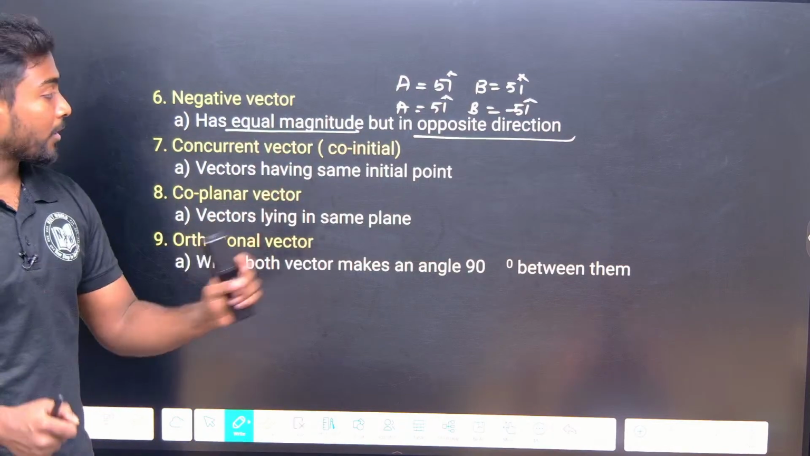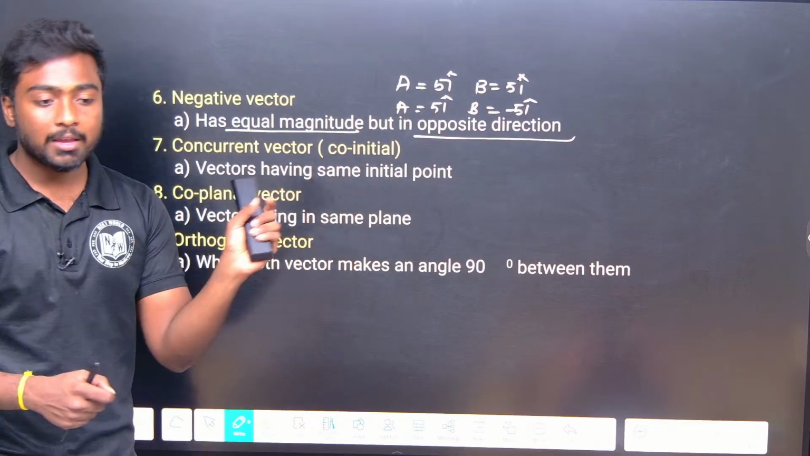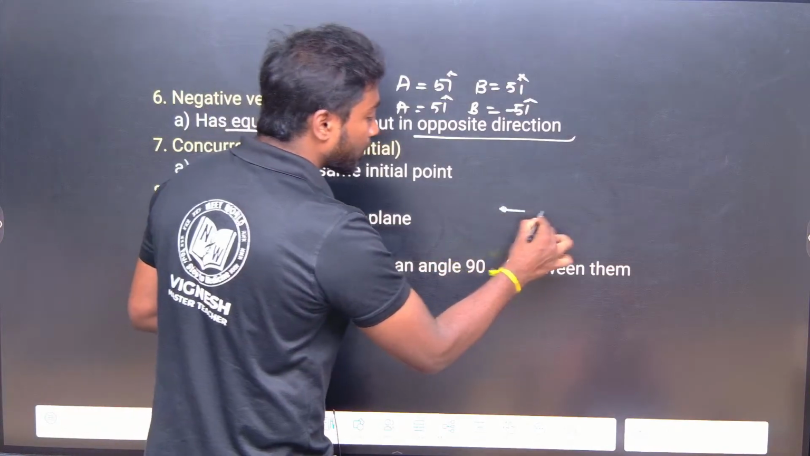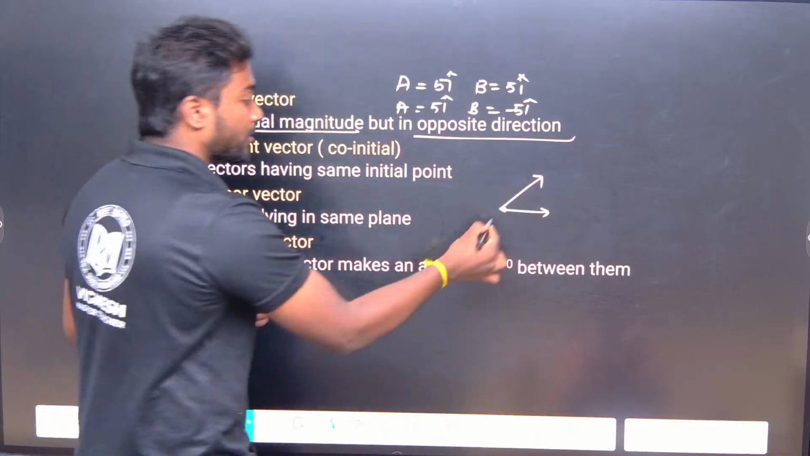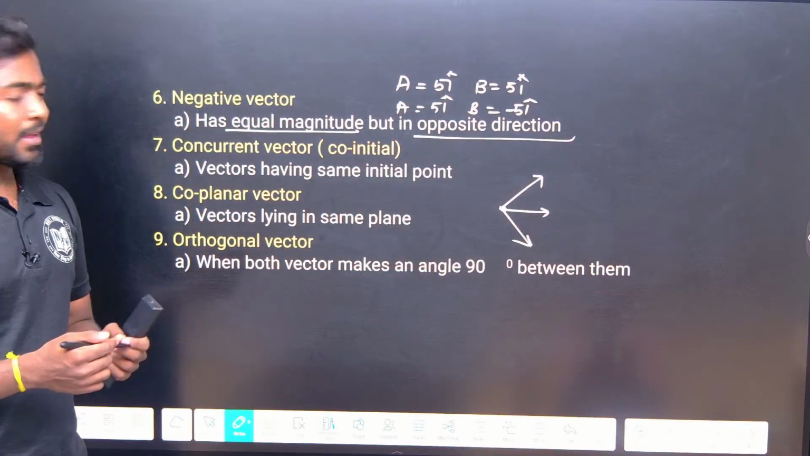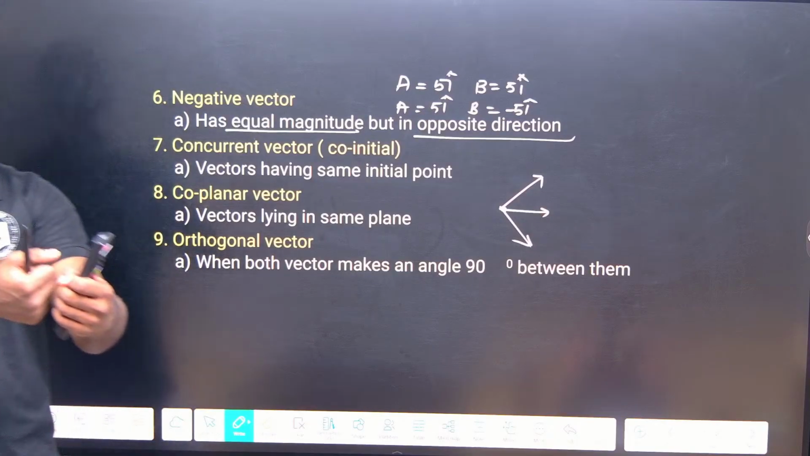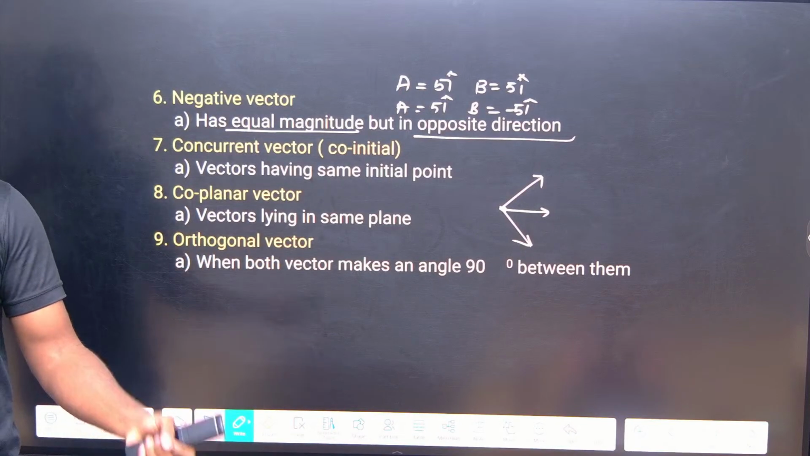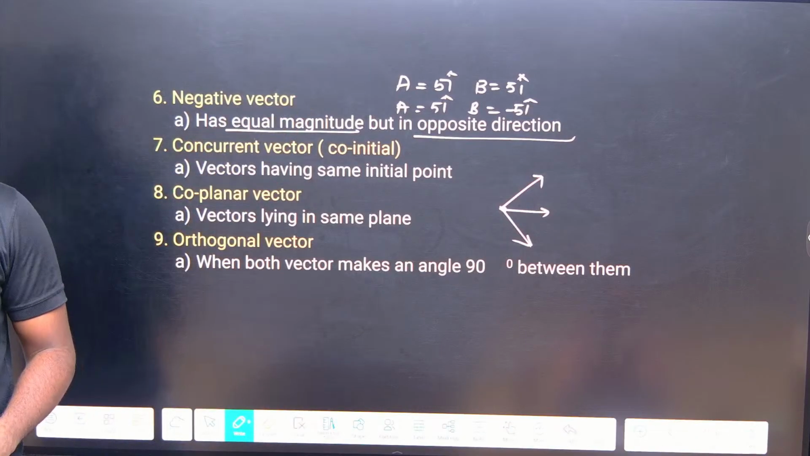Concurrent vector means co-initial, which means same initial point. Suppose I take a vector starting from this point, and some other vector also starting from the same point. If I take a third vector, same point. Have you seen Bahubali? Prabhas used to keep three arrows and shoot them. Three are starting at the same initial point and going somewhere else.